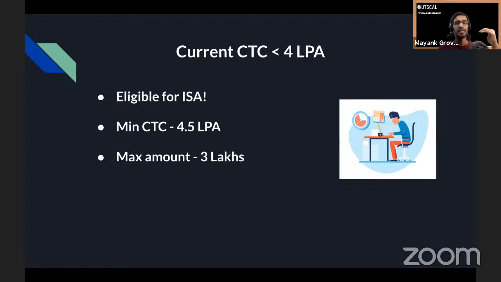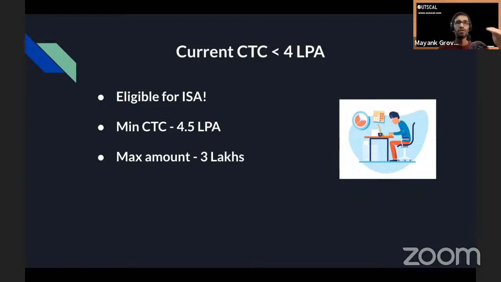If your current CTC is below 4 LPA, in that case, you are eligible to sign up for an ISA, okay? This still means that you need to make sure your previous qualification criteria are met. Your attendance needs to be 80% and your XP needs to be above 100. All those qualification criteria still need to be true. But the main point here is that if your current CTC is below 4, in that case, you're eligible for an ISA, okay? In this case, the minimum CTC on the ISA will be 4.5 lakhs.